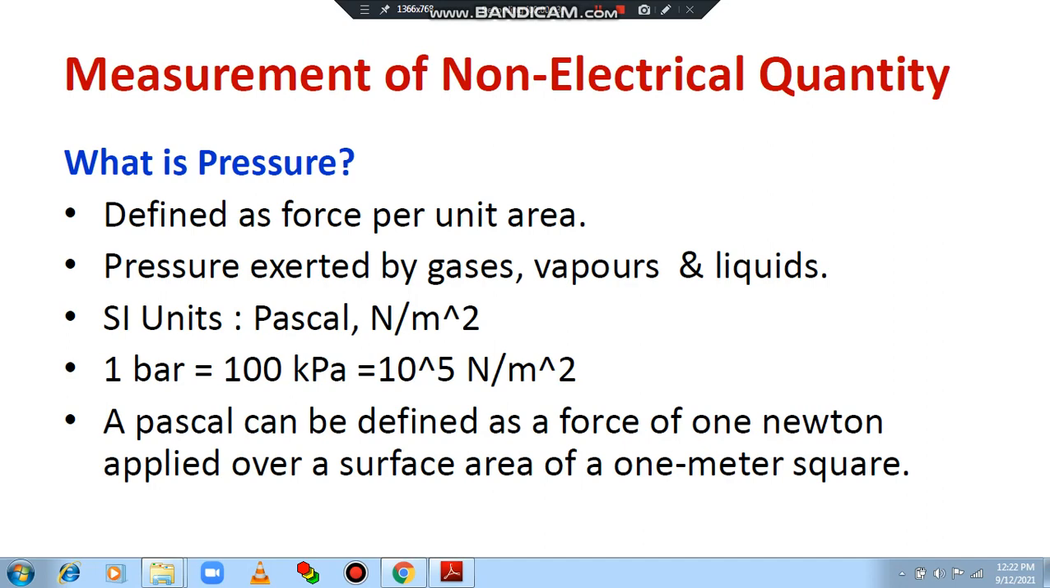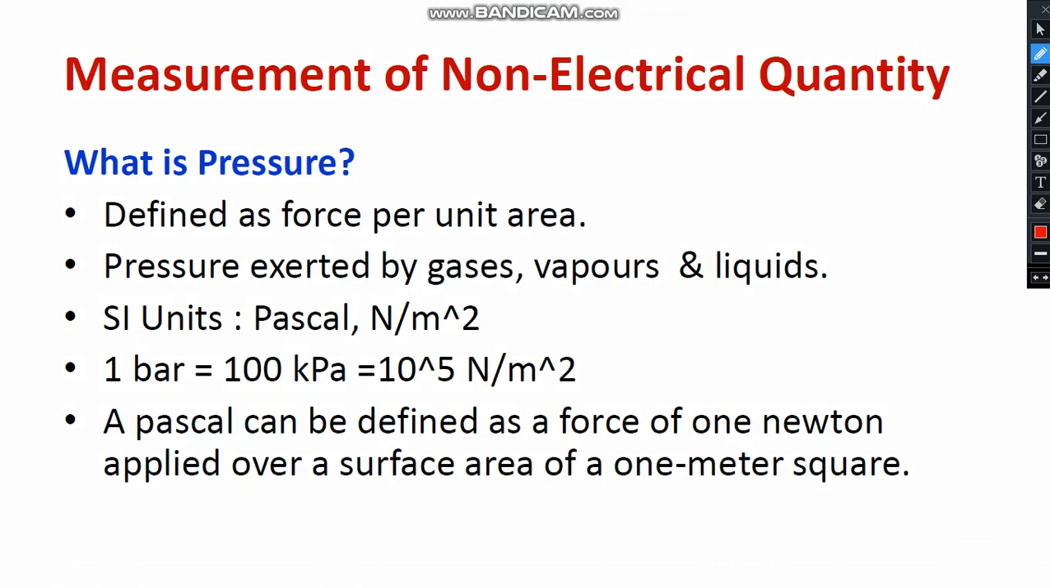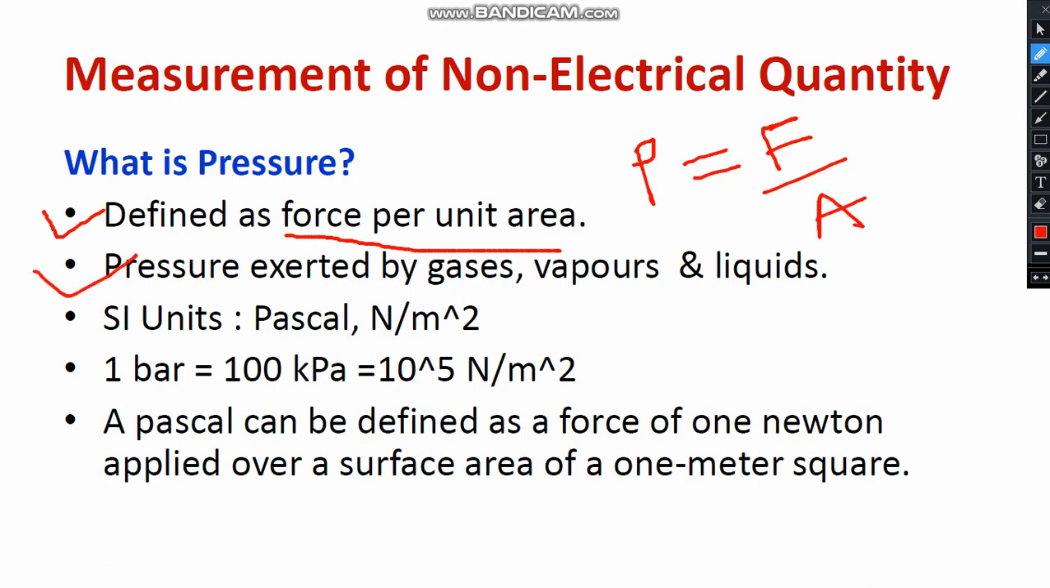what you mean by pressure. Moving on to the definition of pressure, pressure is nothing but the force per unit area. So P is equal to F by A. This is the general equation for pressure, and the pressure exerted by gases, vapors, and liquids, especially fluids, we can say.